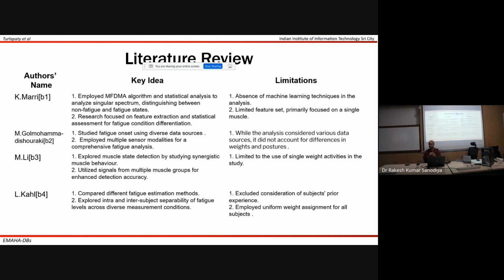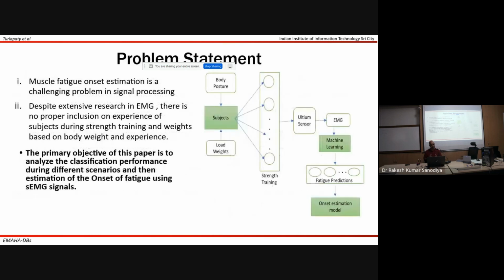When we are talking about strength training, there are so many conditions. First one is the body weight and the weight they are lifting, and then the experience of the person and the body posture. So, what is the impact of all these things? Here we are trying to incorporate those different conditions. So, the objective is to look at all these different scenarios and then design a methodology for onset detection and estimation, and then see what the impact of all these conditions is on these problems.